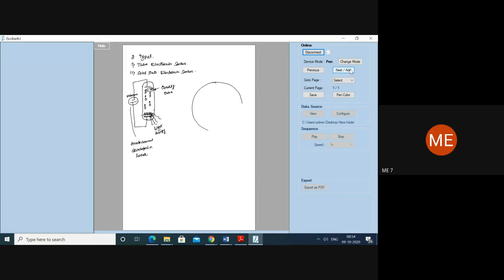Just observe the diagram. We'll assume this is an area. Now it's a vacuum chamber. In this vacuum chamber, I have a cathode. On this cathode, the light energy is going to fall. So this is the light energy falling on the cathode material.